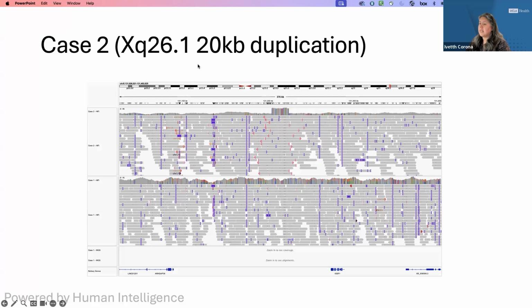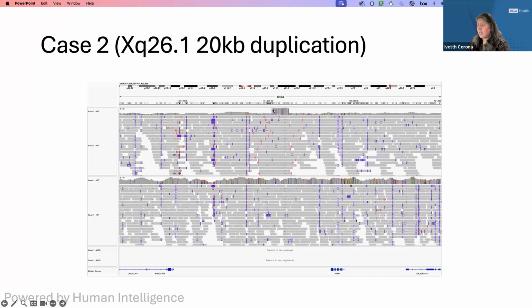And then this is what we identified. It's a 20 kb duplication in Xq26.1. Maybe this is a little bit hard to observe, but this genome browser view is both HiFi, where the top one is the case that I'm presenting, and the bottom one is a control case. I hope that you can observe that it has this duplication, or a structural variation here, and it's actually this 20 kb duplication, flanked by these two genes.